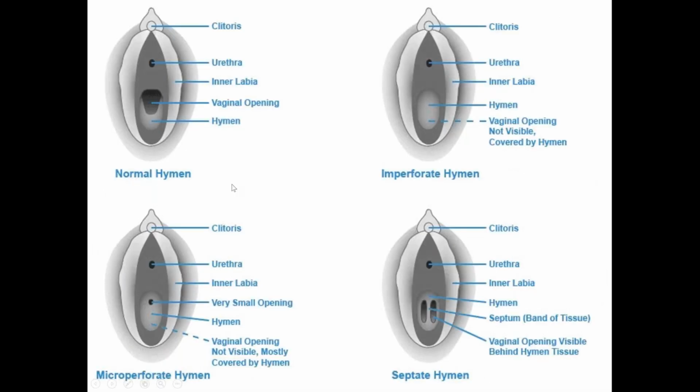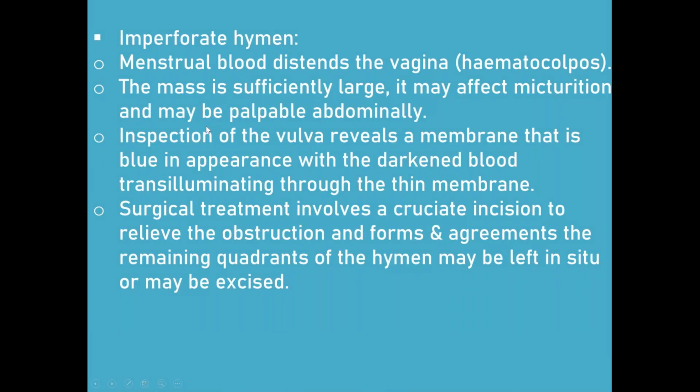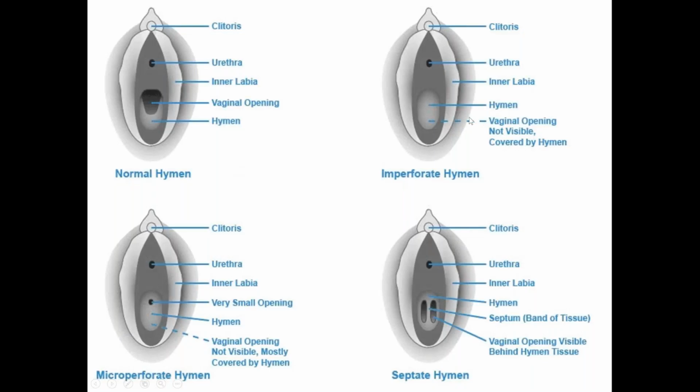So these are the four types of the hymen. This is the normal hymen. You look for the openings. And this is imperforate hymen. It is closed. Again, opening not visible. Look here, it is visible. So this is the vaginal opening. So here the vaginal opening is not visible. So this is imperforate hymen. So difficult to pass the menstrual blood.